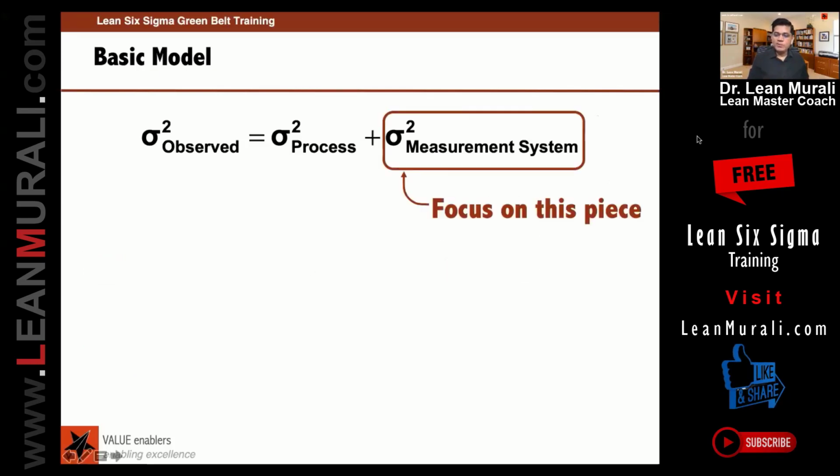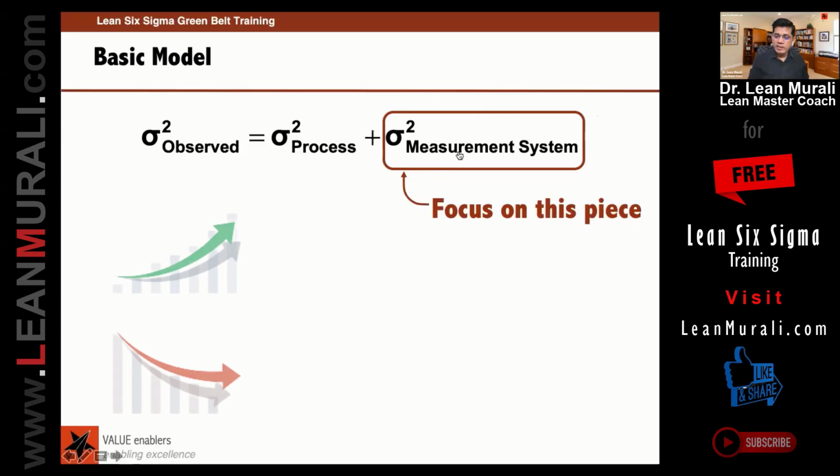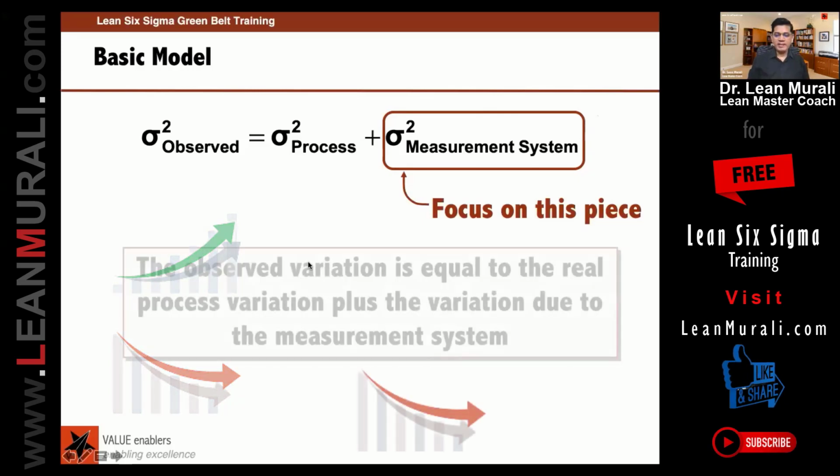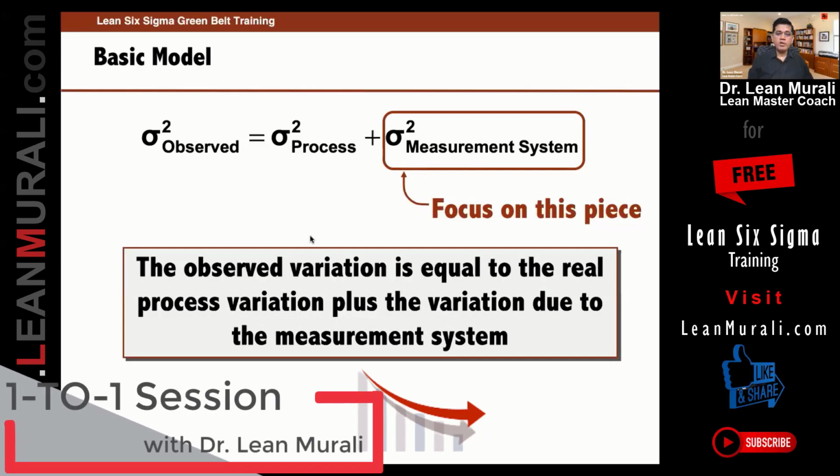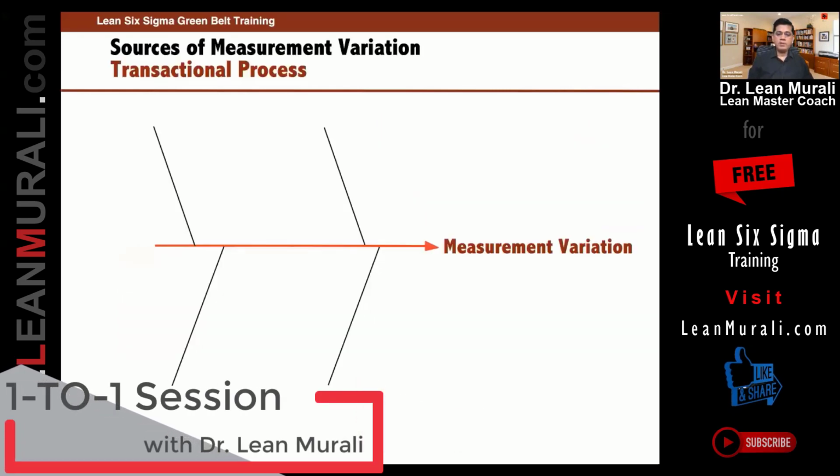Okay, this is a quiz question. Do you want this to be as high or as low as possible? Yes, as low as possible. Correct. So this observed variation is equal to the real process variation plus the variation due to the measurement system. And we will focus on this, and we want it to be as low as possible.